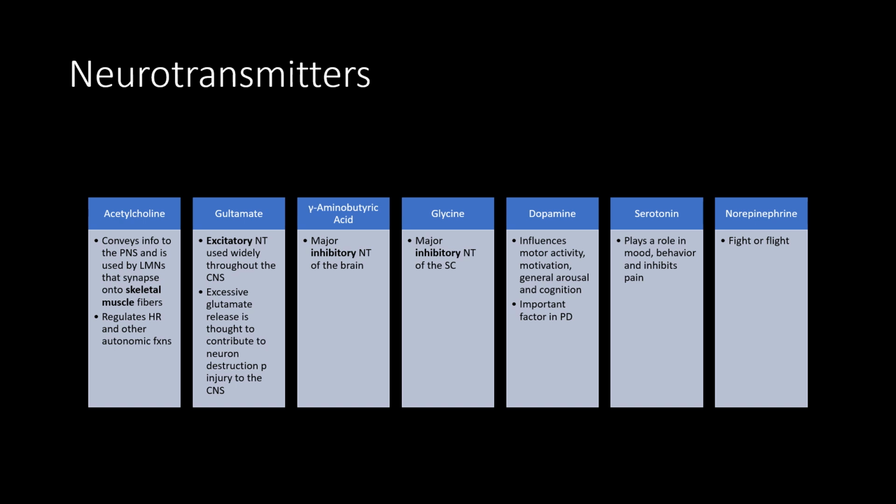Glutamate is an excitatory neurotransmitter that is used widely through the central nervous system. Excessive glutamate release is thought to contribute to neuron destruction after the injury of the central nervous system. So if you remember on the upper motor neuron side, glutamate is that neurotransmitter that's released when there's damage to an upper motor neuron. And glutamate, unfortunately, continues to promote destruction of those neurons to help clean it out, and that can cause further injury.